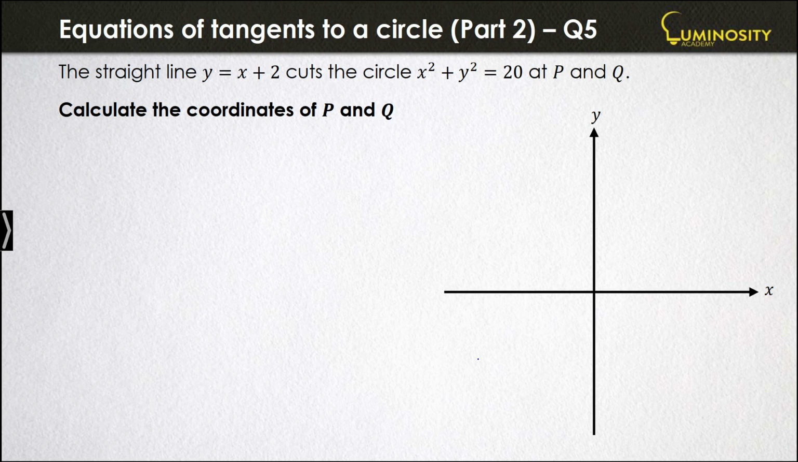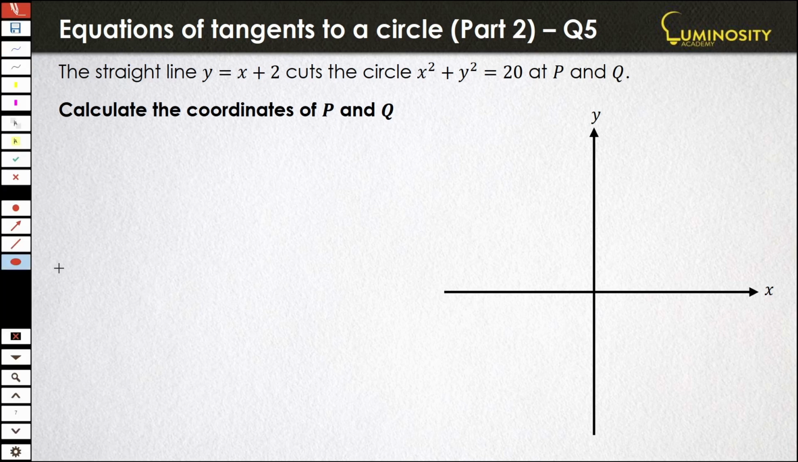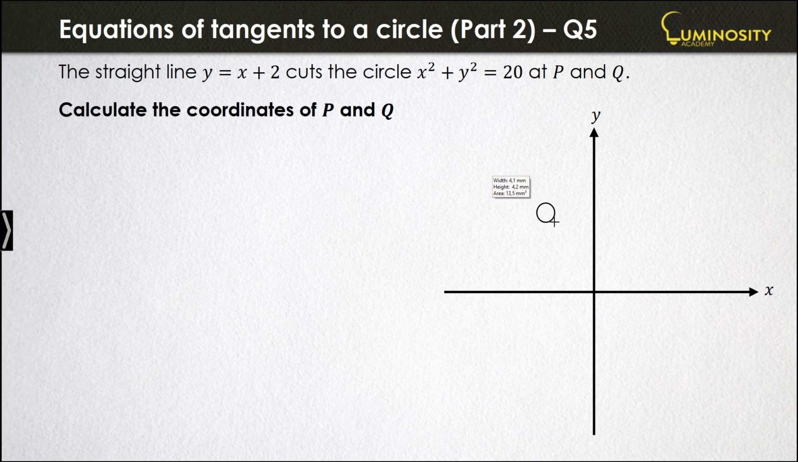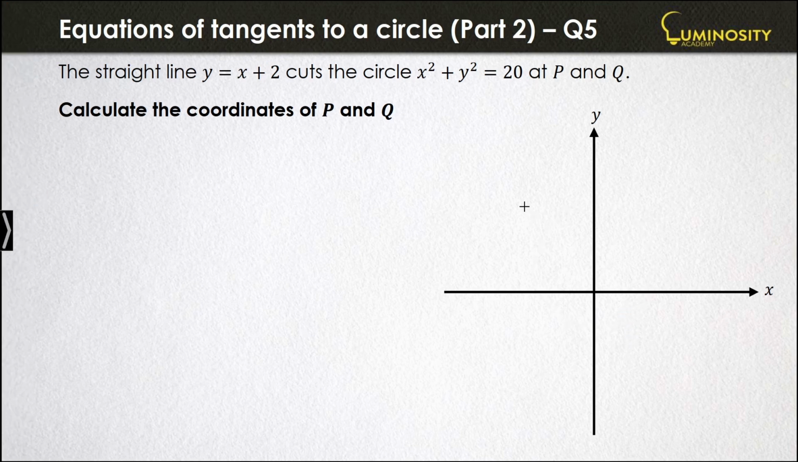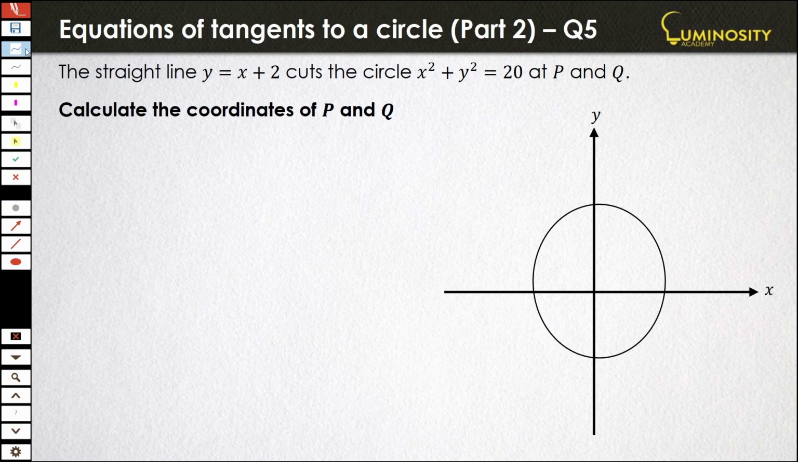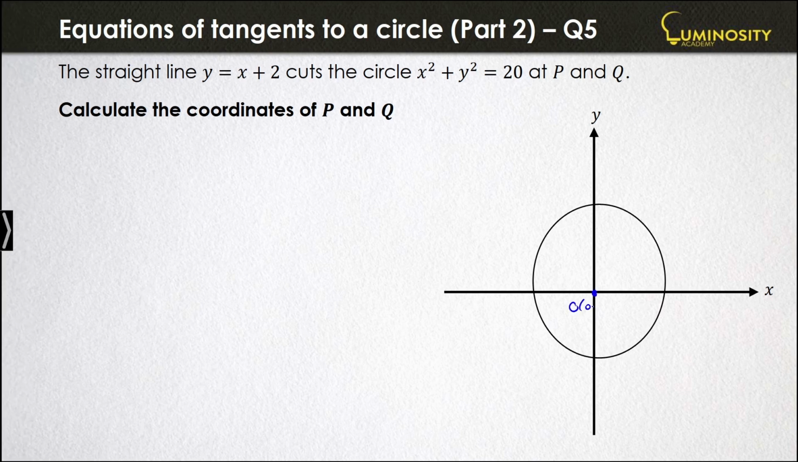The straight line y equals x plus 2 cuts the circle x squared plus y squared equals 20 at P and Q. Calculate the coordinates of P and Q. First of all, the equation of that circle suggests that the center of the circle is at the origin, so let's just draw a better circle there.